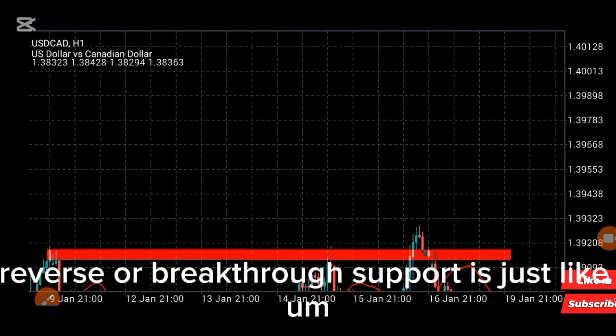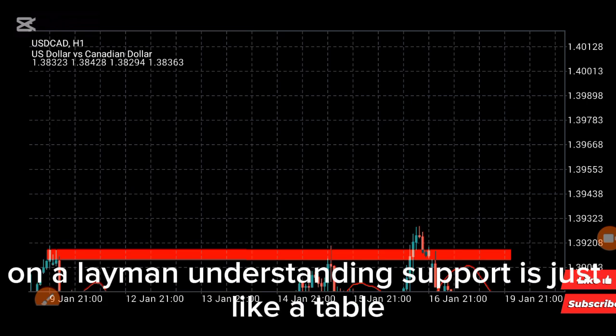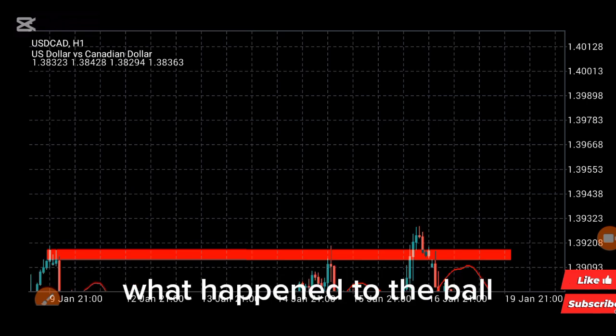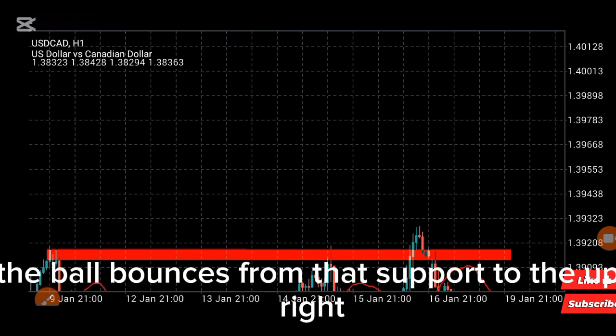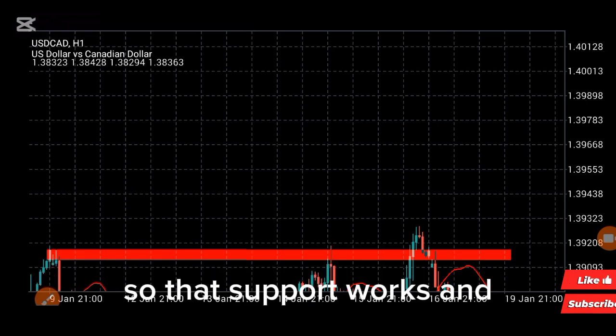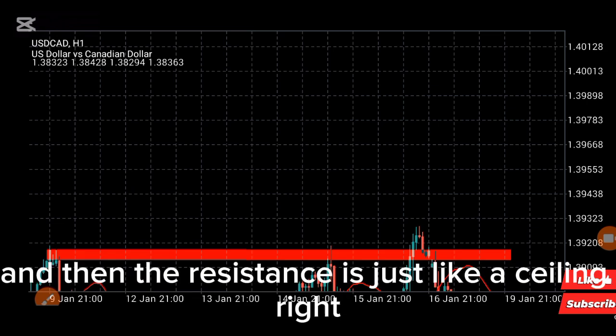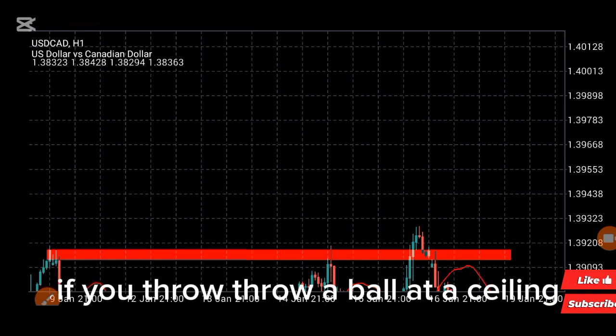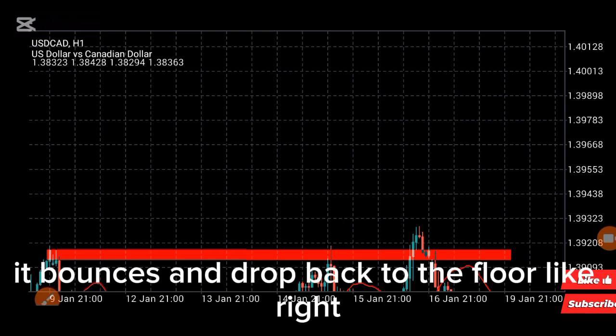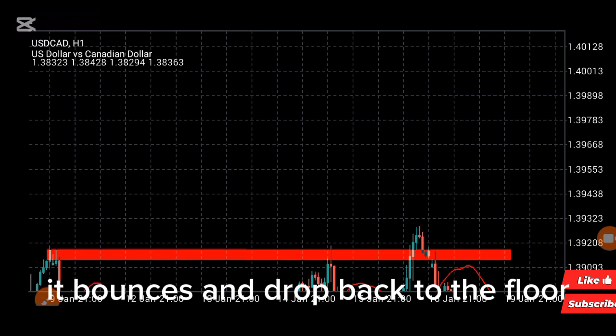Support, in layman's understanding, is just like a table. When you drop a ball on a table, what happens to the ball? The ball bounces from that support up, right? So that support works. And then the resistance is just like a ceiling, right? If you throw a ball at a ceiling, it bounces and drops back to the floor.